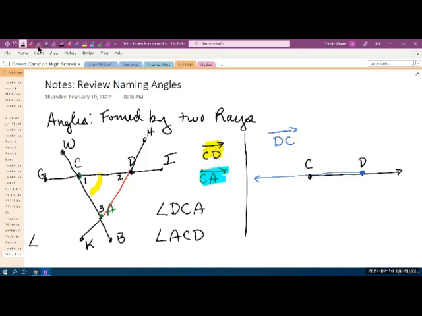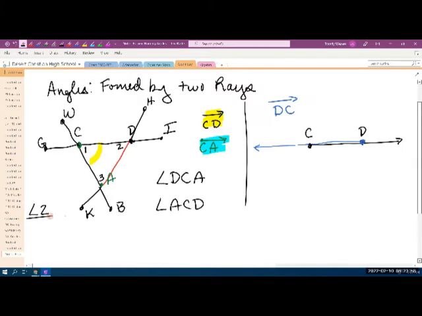What if I said name angle 2? There's two ways you could name angle 2. What are they? Write them down in your notes. Angle blank and angle blank. Then check with your classmates. Did you write the same things? There are two ways to name this angle 2, which is this one right here. How would we name angle 2?